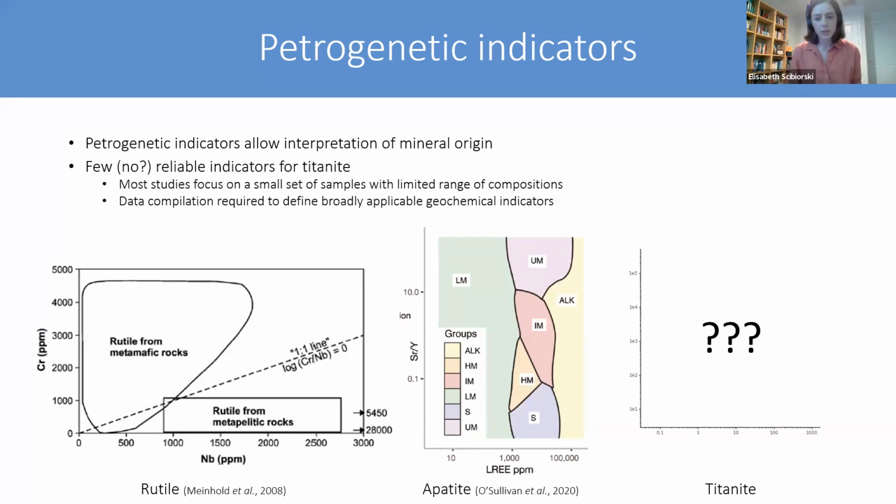Most studies to date of titanite tend to focus on a small set of samples, and these typically involve just a limited range of host rock compositions, because of the nature of the study. But there have been enough publications now that we can start to put these together and look for some more broadly applicable geochemical indicators. I was really inspired by this kind of work in other accessory minerals when I set out to try to find some useful petrogenetic indicators in titanite.